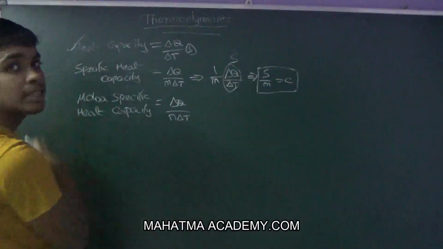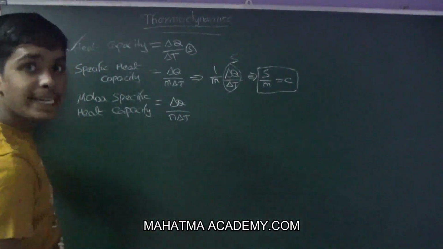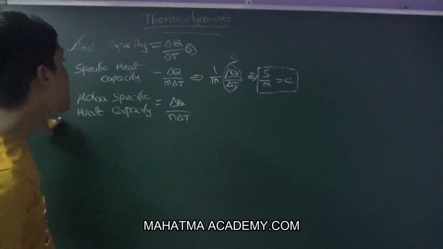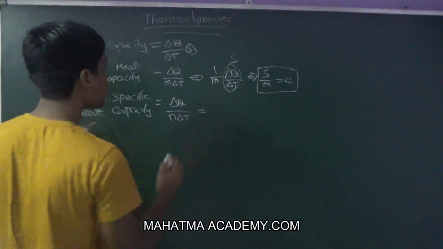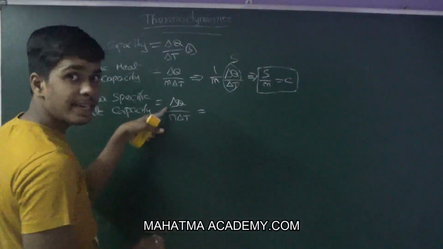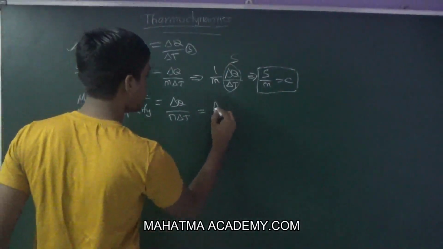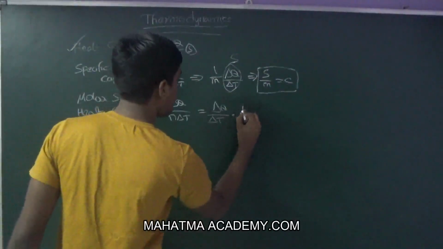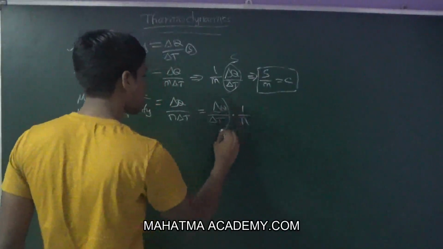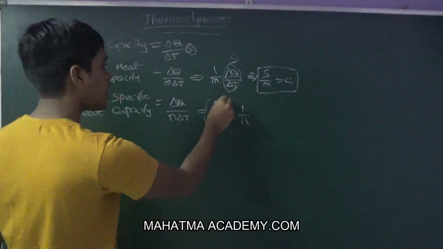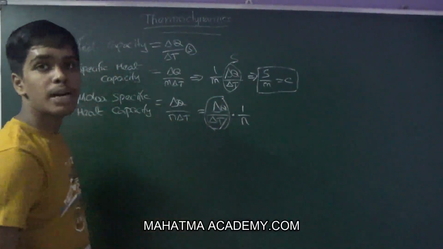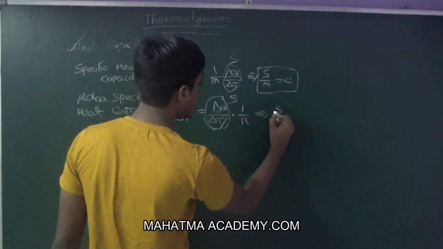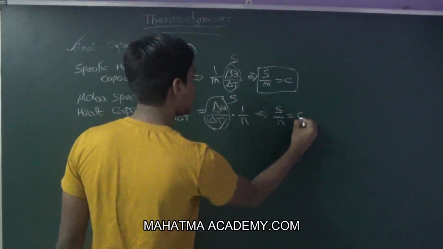Now we are going to discuss the relationship between heat capacity and molar specific heat capacity. Here it is written as delta Q by delta T into 1 upon n. Here we can write delta Q upon delta T as S. So it is written as S by n is equal to C.